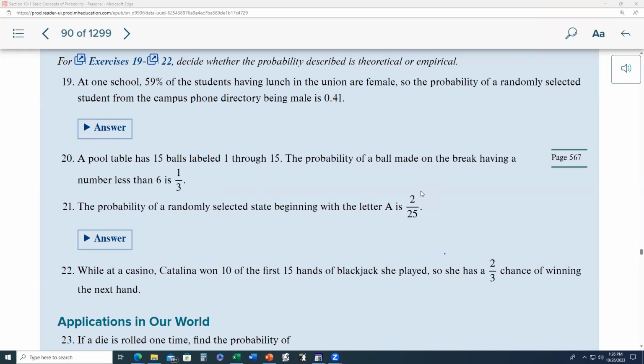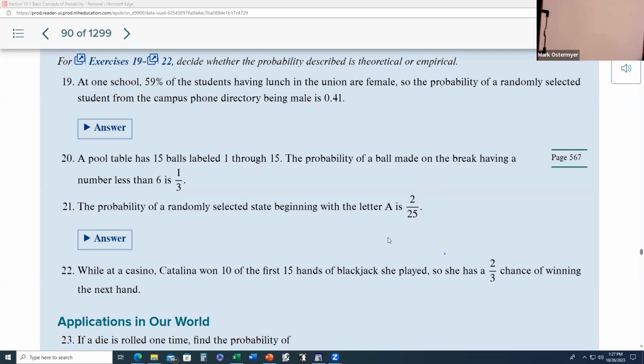Theoretical? Yeah, you're right. This is probably the theoretical way because we're assuming that all 15 of these balls had a what? Equal chance. Do you agree? That would be my thinking on this problem. And for that reason, because each of these balls or outcomes has an equal chance of being the ball that experiences the break, I would think equal likelihood or theoretical. Good.